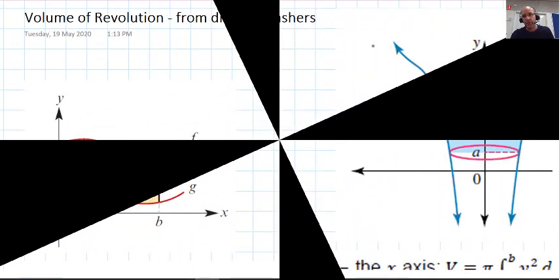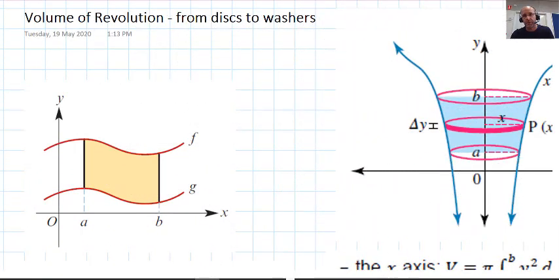We're looking at volume of revolution as an extension of volume of surface of revolution, and we're talking about the method of disks and the method of washers. In the previous video on the volume of surface of revolution, we already covered the method of disks, even though I didn't use that phrase.